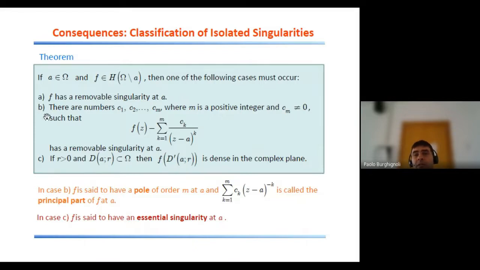Otherwise, it is possible that there exist numbers C1, C2, up to Cm, where m is a positive integer, and the last of those numbers is different from 0, so Cm is different from 0, such that if you evaluate the difference between the function f and this finite summation where k goes from 1 to m, of the coefficient c sub k divided by the monomial z minus a to the kth power, so that's a sum of rational functions, because the monomial is in the denominator, then in this second case, this difference has a removable singularity at the point A, so it can be extended to an analytic function.